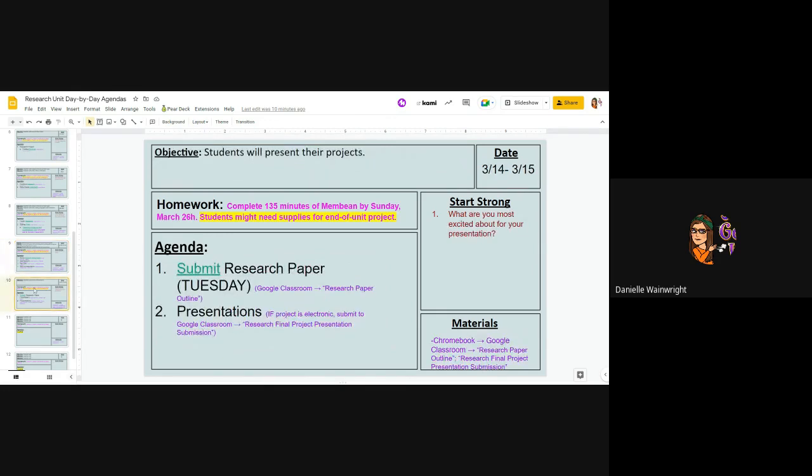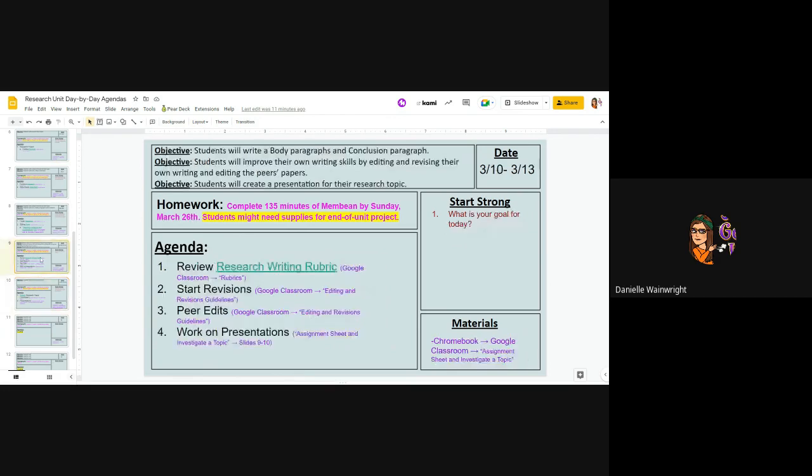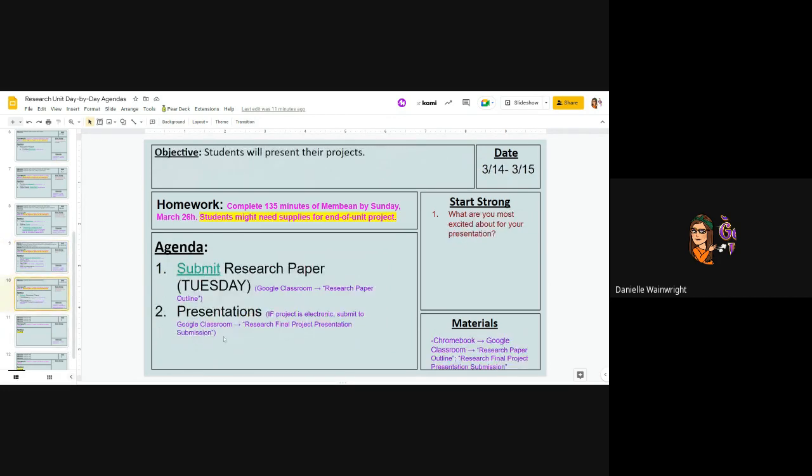Okay. Finally, on Tuesday before spring break, they will submit their papers and have time to work. They'll probably have time to work on the paper that day if we need it, but then they will have time to work on their presentations. And then finally, Monday is the time to work on the presentations day, and Tuesday is presentations day.